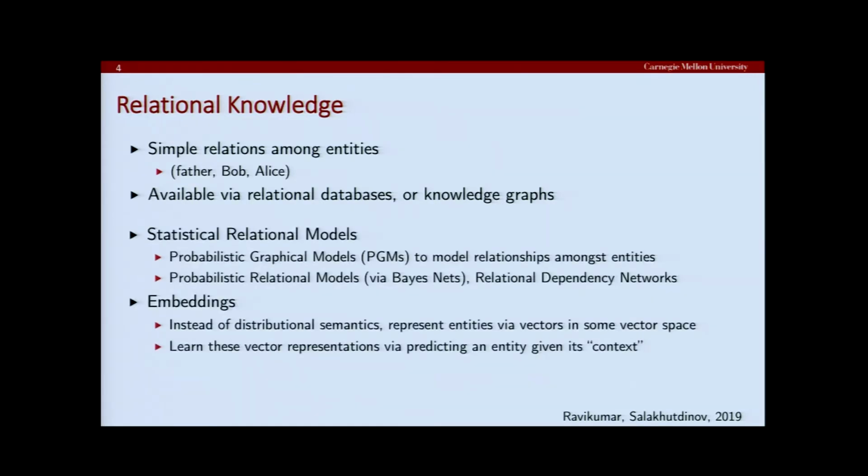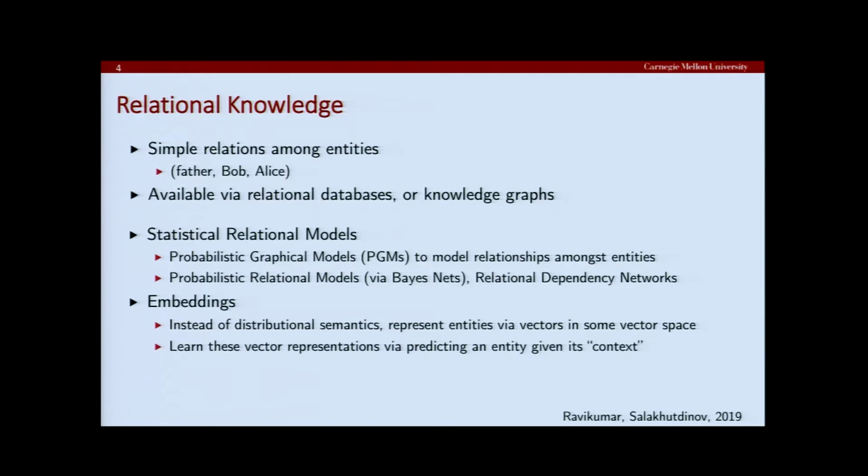So if I think about relational knowledge, we typically think about having some entities and defining some relationship between these entities, like Bob is the father of Alice. And this can be available to us from relational databases and knowledge graphs, right? And there's been a lot of work in that space. A lot of it is grounded in probabilistic graphical models. You think about probabilistic relational models, relational dependency networks. There's a huge body of work on incorporating that domain knowledge into graphical models.